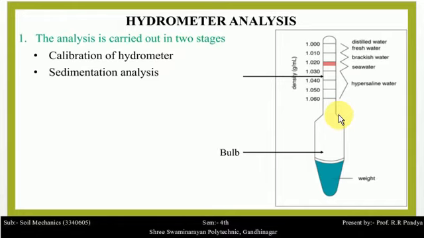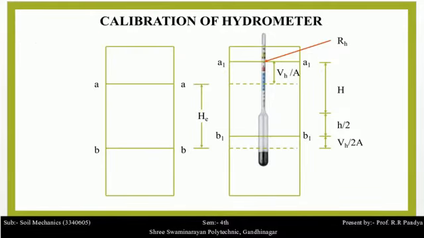Here the hydrometer analysis is carried out in two stages. First one is calibration of hydrometer. Another one is sedimentation analysis. Then here is the calibration of hydrometer. In the hydrometer test, this is one jar which has AA and BB line. The distance between AA and BB line is HE.